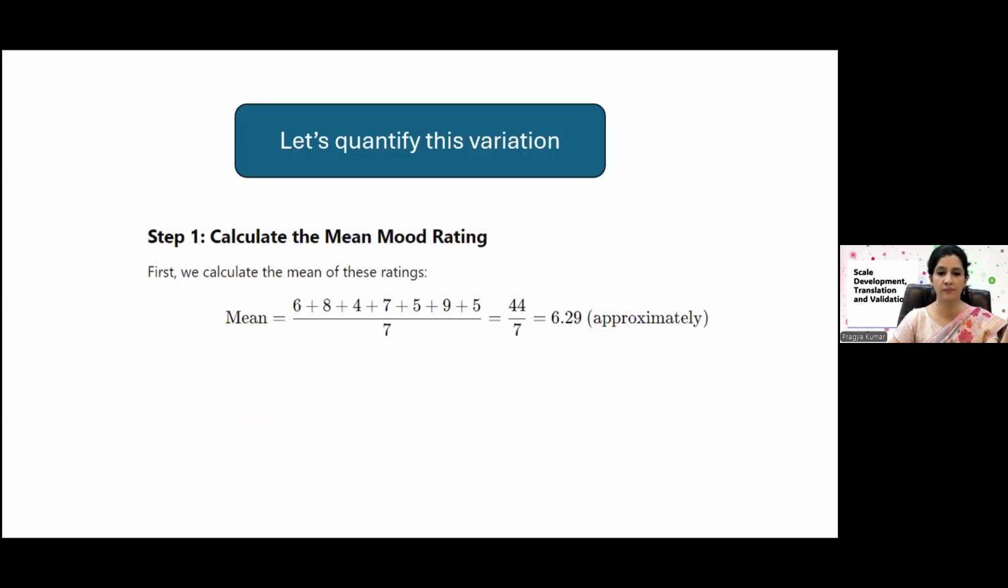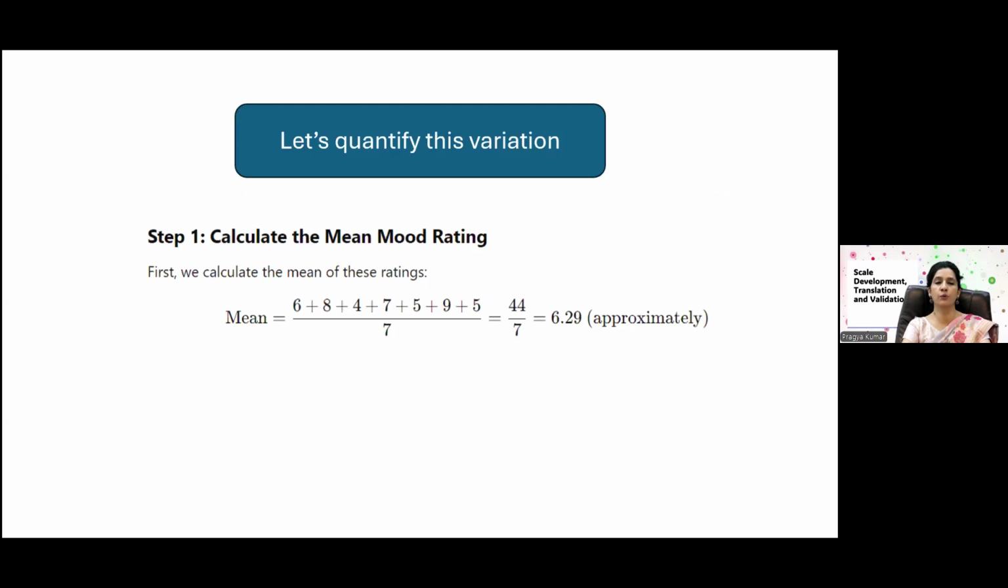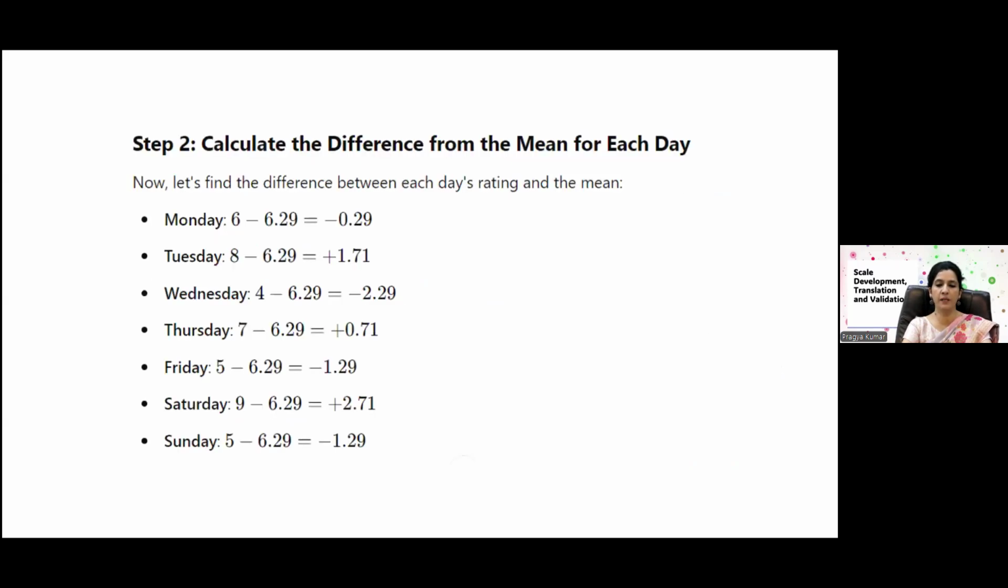What I did, I just calculated the mean. Mean is the most simple. I just want to see the variation, so I just calculated the average. The average comes as 6.29. But now I will see the difference of this mean from the individual score, how far they are from the mean. So I have subtracted 6.29 from each of the scores, and this was the value.